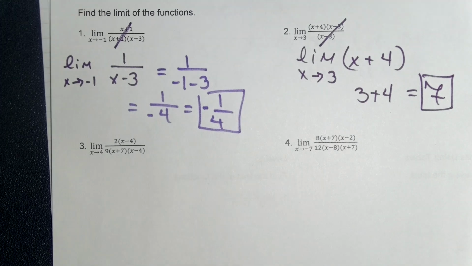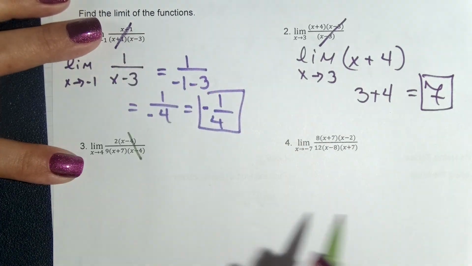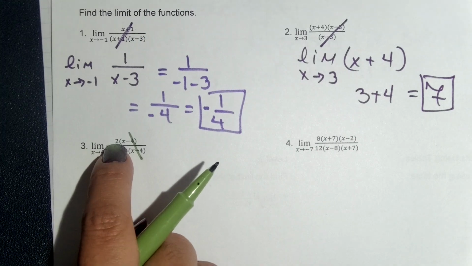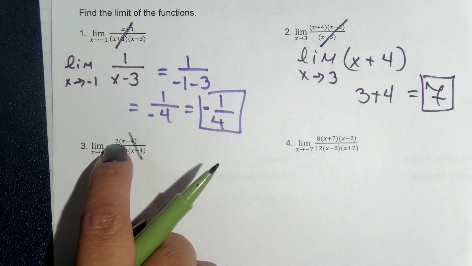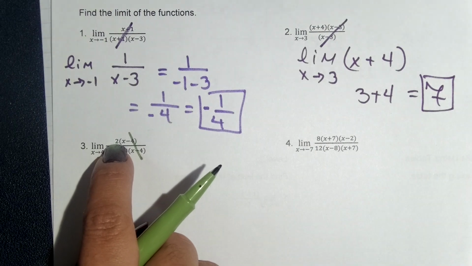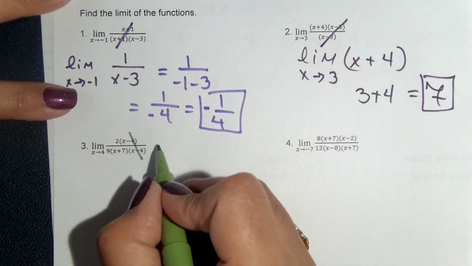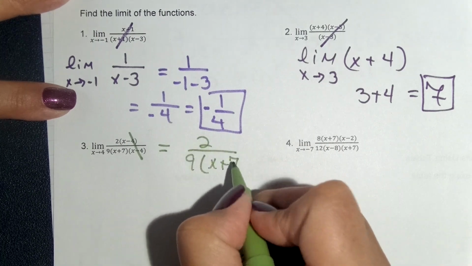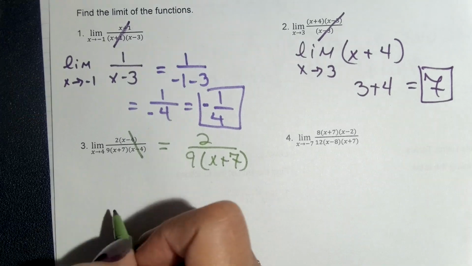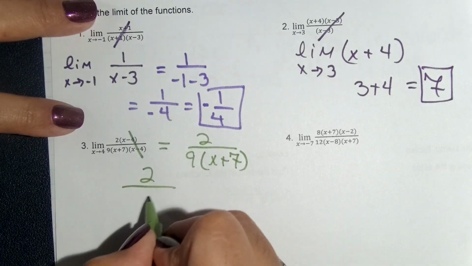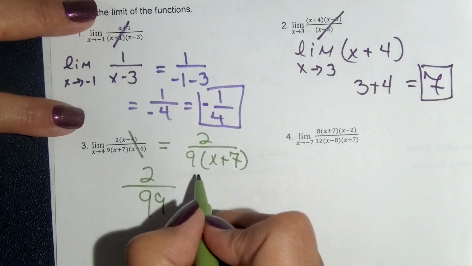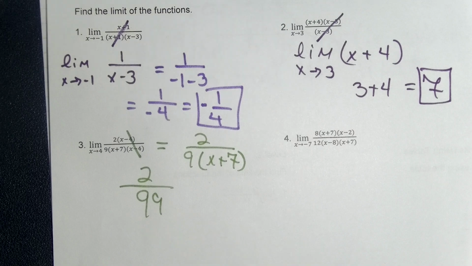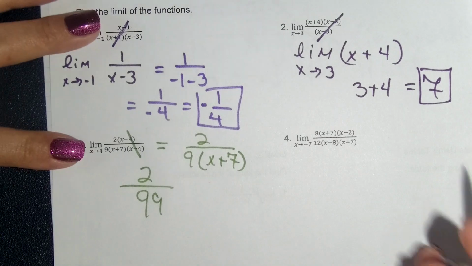What do I cross out? X minus 4. And I saw some of you doing this correctly, but then changing the 2 to 1. Only change it to 1 if there's nothing there. Okay? So that gives me 2 over 9 times x plus 7. Yep, 2 over 99. Questions?